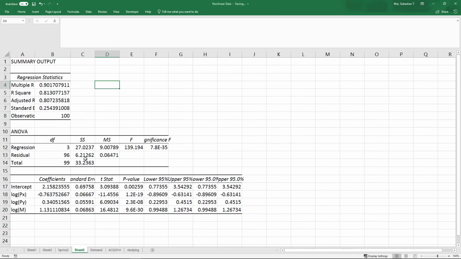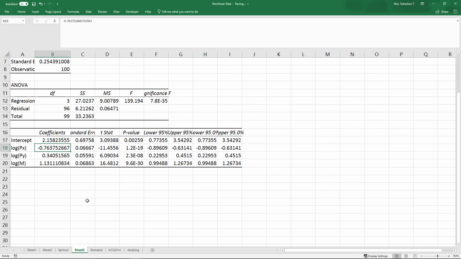Let's take a look at our estimates. First of all, we've got negative 0.76 here for log of px. This tells us that a percent change in price will decrease the quantity demanded by 0.76%. This tells us that our demand is price inelastic, since this is in absolute value less than 1. For our cross-price elasticity, we can see that a percent change in the price of y will increase the quantity demanded of good x by 0.34%. This is positive, so this tells us we have substitutes.